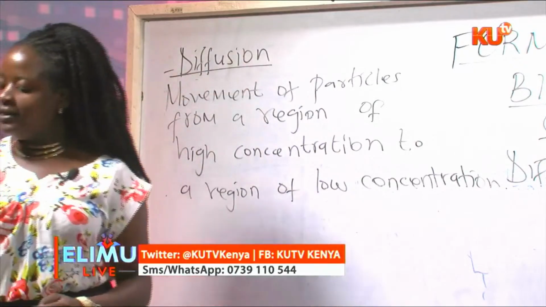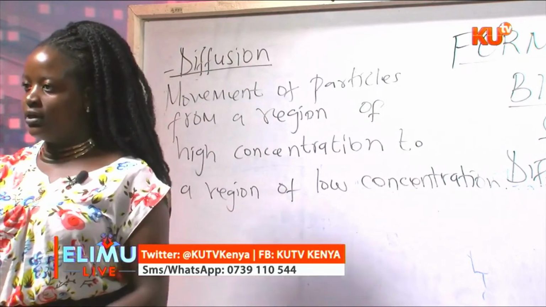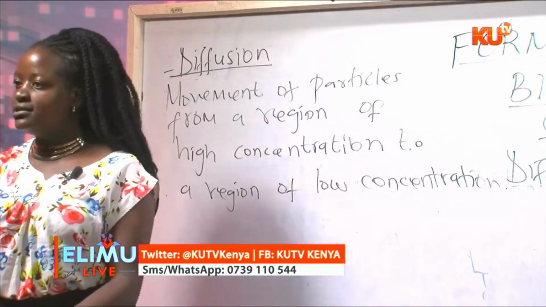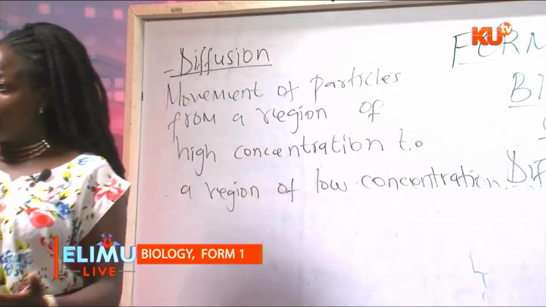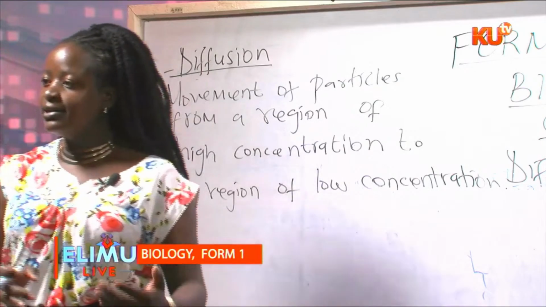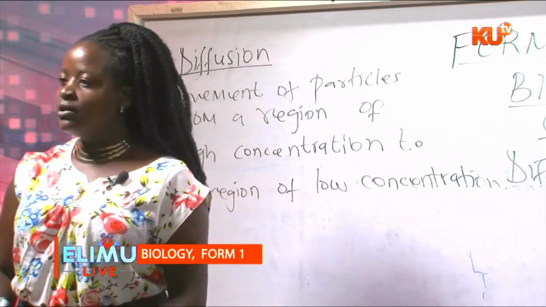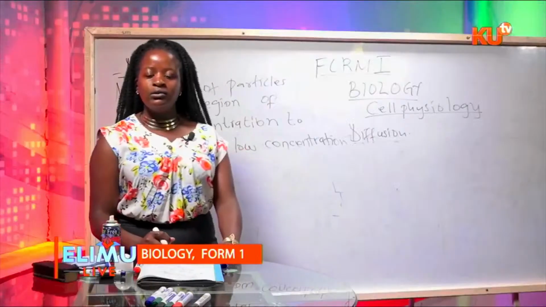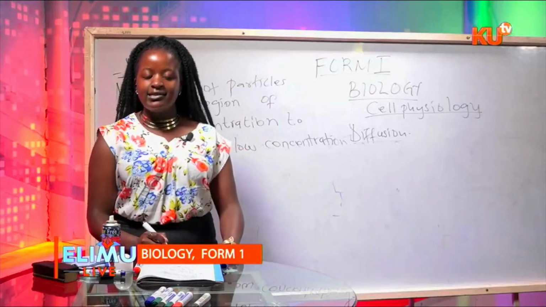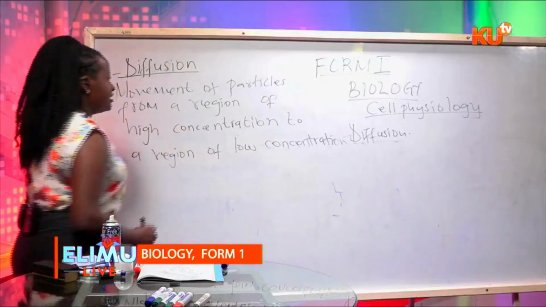That is the definition of diffusion: that these particles, the molecules, will move from where they are in large amounts to where they are in little amounts. So this brings us to the second concept we are going to define, and that is diffusion gradient.